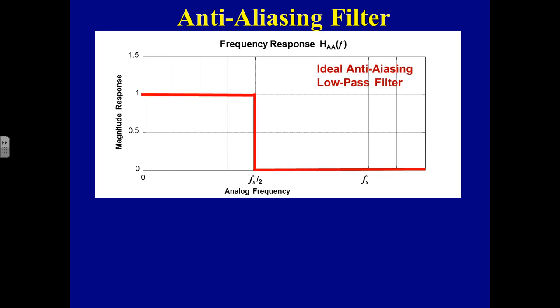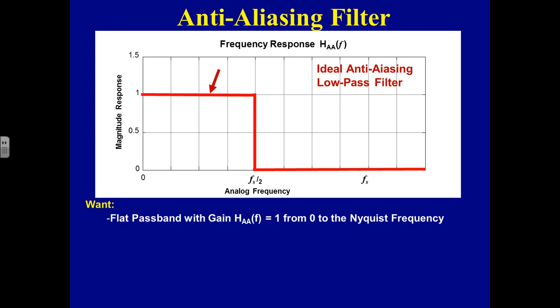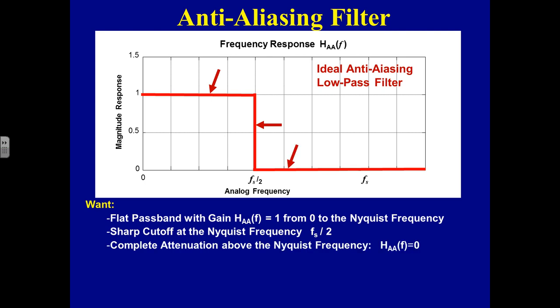Now, what does an anti-aliasing filter look like in the frequency domain? Well, ideally, we would love to have a filter like this, an ideal low-pass filter that has a gain of 1 in the pass band, a gain of 0 in the stop band, and we set the cutoff frequency right at the Nyquist rate at fs over 2, and have a very sharp cutoff. So we want a flat pass band with a gain of 1 from 0 to the Nyquist frequency. We want that really sharp cutoff at the Nyquist rate, and we want complete attenuation, with 0 response at all frequencies above that.